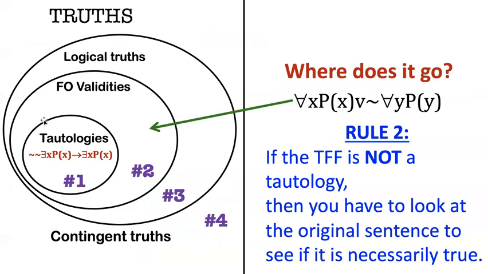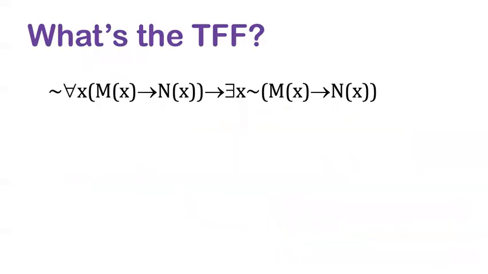Once a sentence fails the first rule and you know it's not a tautology, then you just have to look at the thing and think about what it means. And if you can use those FO equivalences about the quantifiers to guarantee yourself that it's necessarily true, it would go in this region here, region number 2. Okay, let's just practice one more truth functional form sentence to see if you've got it. So pause your videos and tell me the TFF of this thing.